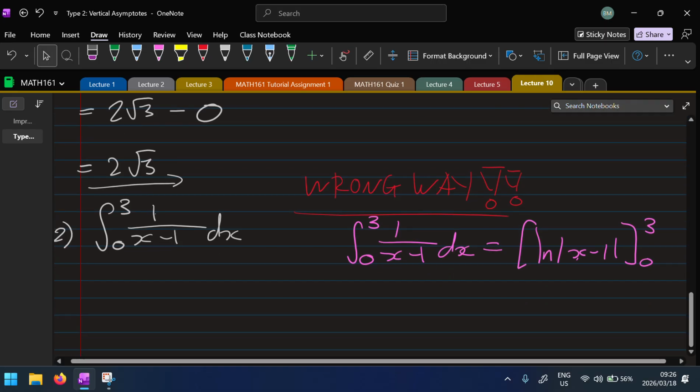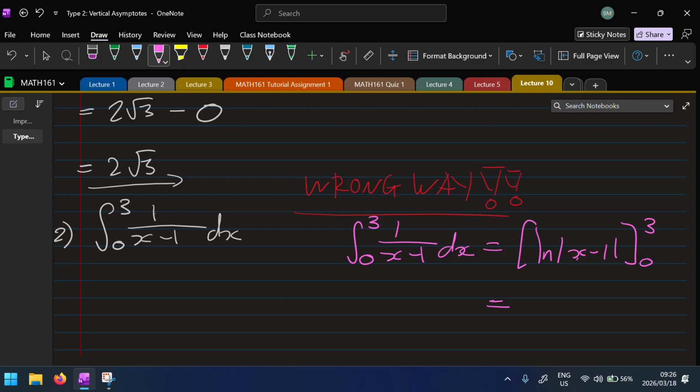Let's carry on. So let's put 3 in. So 3 minus 1 is 2. Natural log of 2. Easy, no issues, right? Minus. We put in 0. We get the natural log of 1 because of the absolute value. Natural log of 1 is 0. Easy answer. Natural log of 2. Okay, I'm getting my 5 marks. I move on. Okay, let's actually see what the problem is now.